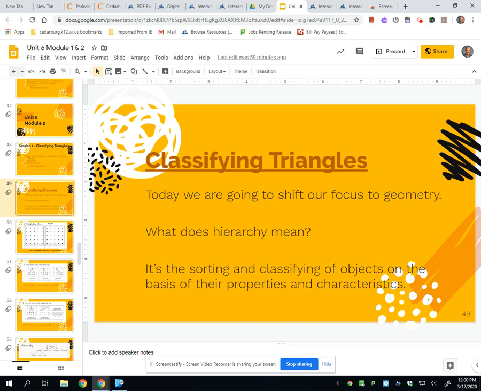All right, so to classify triangles, we're going to shift our focus from coordinate graphing to geometry. We're going to develop a hierarchy, which is a sorting and classifying of objects on the basis of their properties and characteristics. So let's ask ourselves, what do we know about triangles? Triangles have 3 sides, and that's an obvious thing. But we also know that the inside angles, when added together, the sum of those angles are 180 degrees. It's always 180 degrees, not more, not less. So those are some properties and characteristics of a triangle.